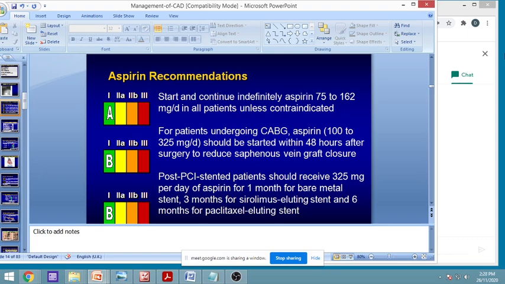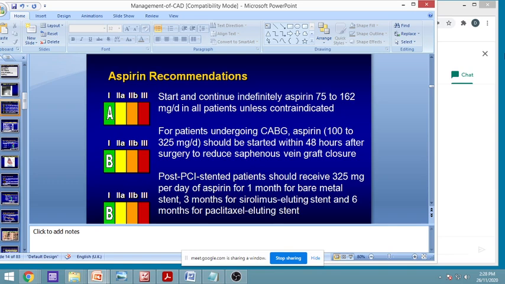There are 3 types of stent. If you remember, I told you there are 3 ways. One is the simple stent, that is the metal stent. The second one is called sirolimus or drug eluting stent. There are 2 types of eluting. Eluting means which are releasing drugs slowly.